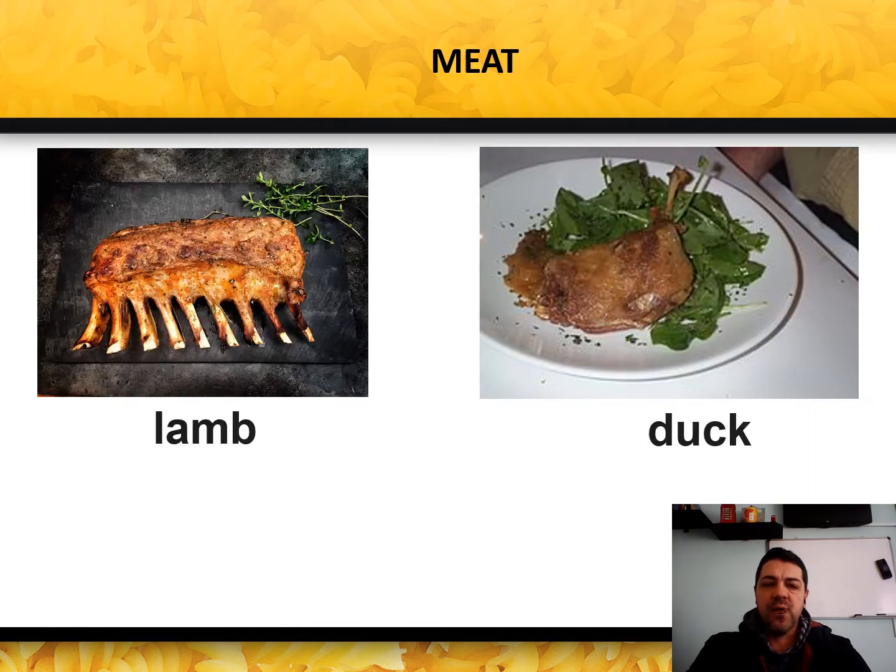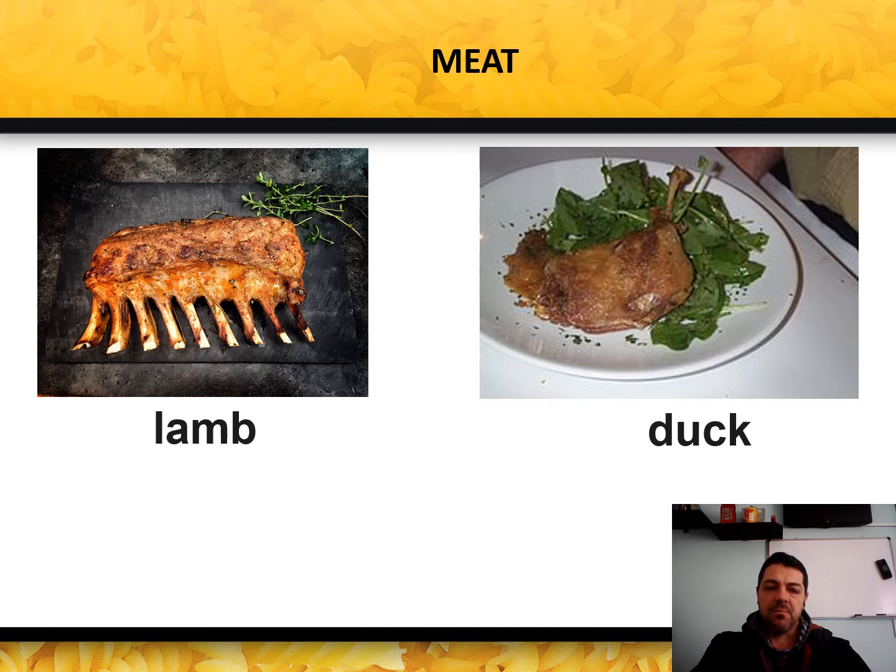Be careful with this difference. Another kind of meat we have is lamb. Don't pronounce the B. And you know what lamb is? Lamb is the meat that comes from the sheep. And what is the sheep?